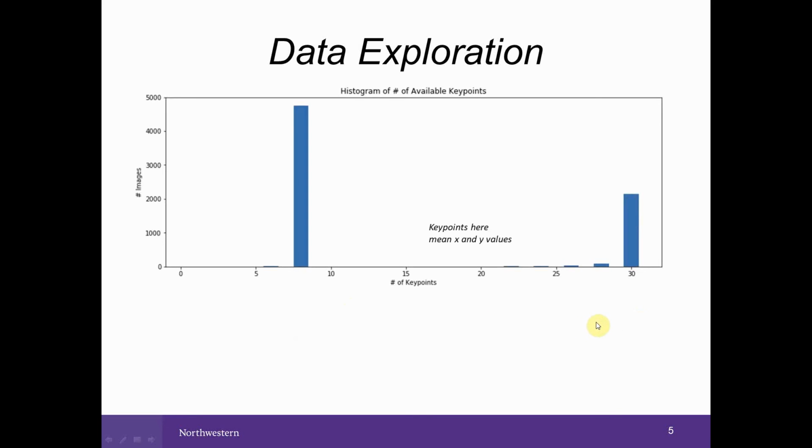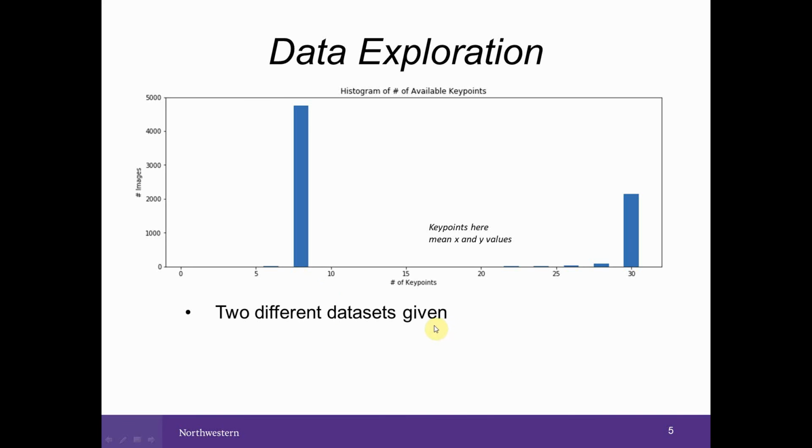This here is just a bar chart summarizing what we just saw. The majority of the data has 30 entries, X and Y coordinates, so this goes with the 15 key points. And the majority of the rest of the data has 8 values, the X, Y corresponding to that one image, like with the 4 key points: the 2 eyes, nose, and the mouth.